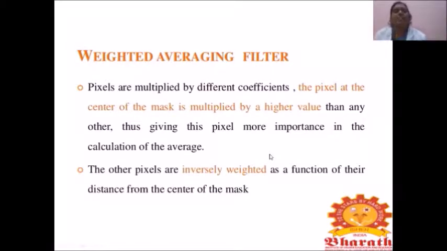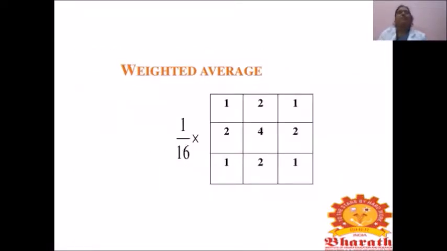In the weighted average filter, pixels are multiplied by different coefficients. The pixel at the center of the mask is multiplied by a higher value than the others, thus giving this pixel more importance in the calculation of the average. The other pixels are inversely weighted as a function of their distance from the center of the mask. So for the weighted filter, 1, 2, 1, 2, 4, 2, 1, 2, 1, the sum of all 9 cells is 16, so we multiply by 1 divided by 16.